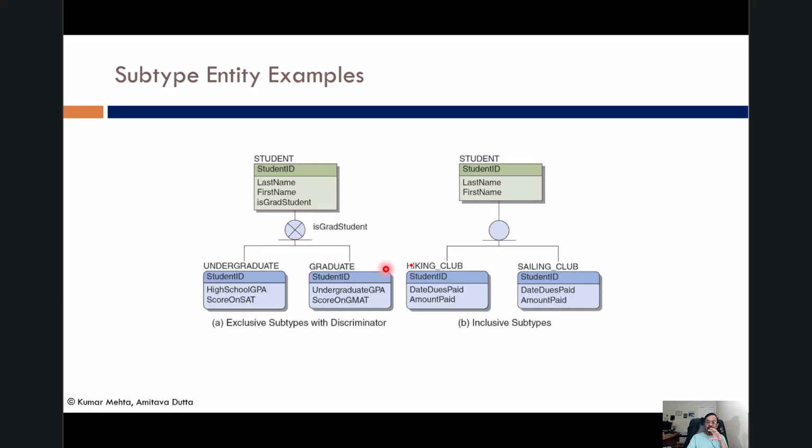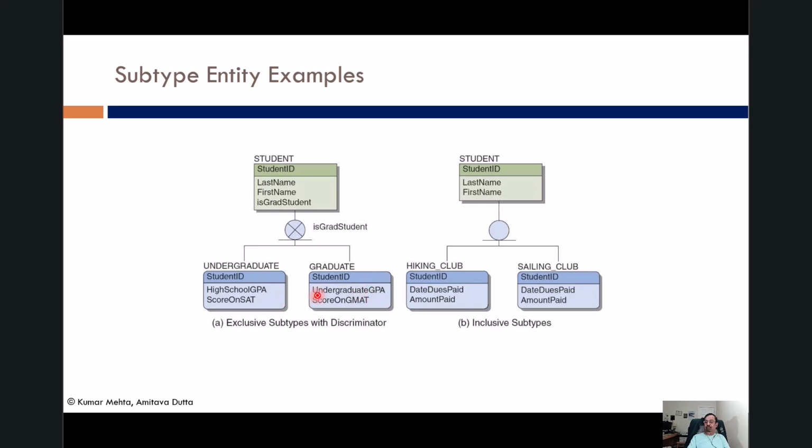So if you think back to the two examples that we saw a minute back, the distinction we spoke about between these two examples is one is exclusive and the other is inclusive, or non-exclusive. So exclusive means the subtypes do not overlap. They are distinct. They're mutually exclusive. In the case of the sailing club, the subtypes are inclusive, meaning there could be overlap between the subtypes. Now remember, in this example, there are only two subtypes. You could have a supertype that has 3, 4, 5 subtypes.